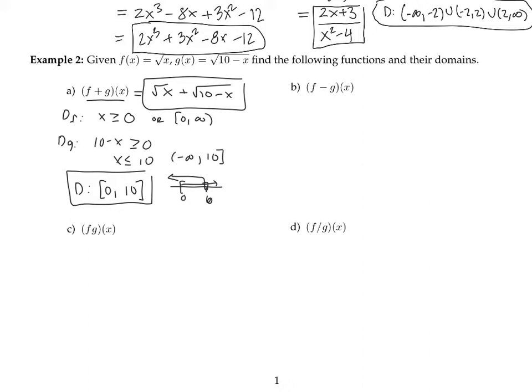Okay. What will f minus g be? Root x minus square root of 10 minus x. So that's what f minus g is. Does the domain of f minus g change from what the domain of f plus g was? No, same thing. So the domain here is also 0 to 10.